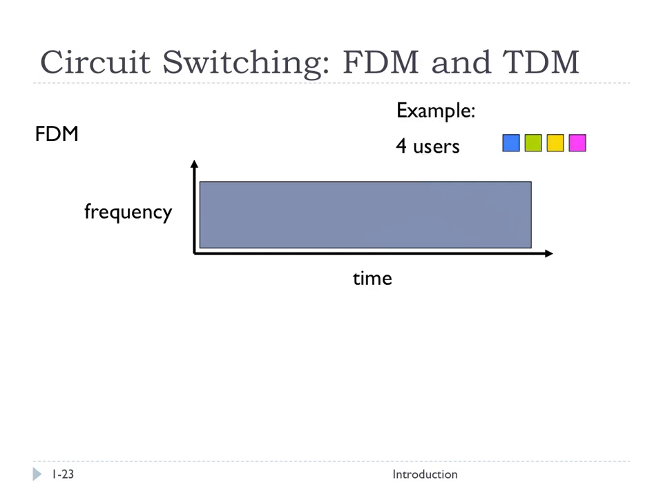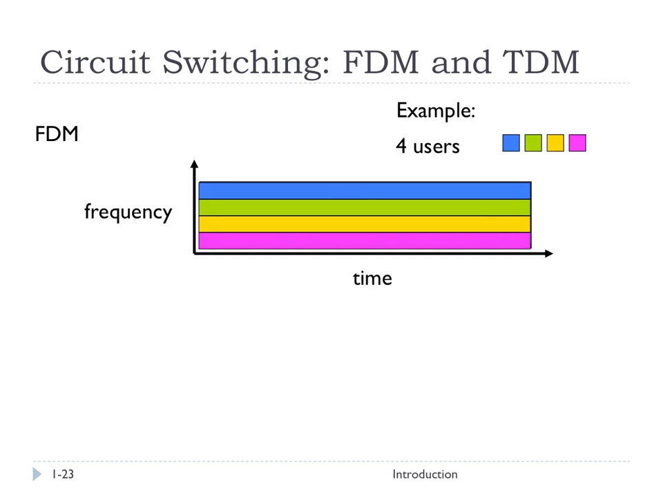Imagine in this case we have 4 users. We can divide our frequency width into 4 different pieces, and we would allow each one of those users to send at a certain frequency. And we can separate them out by tuning into a certain filter, tuning into a certain frequency.